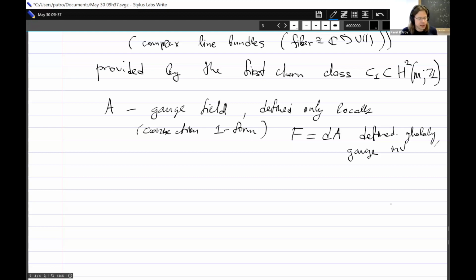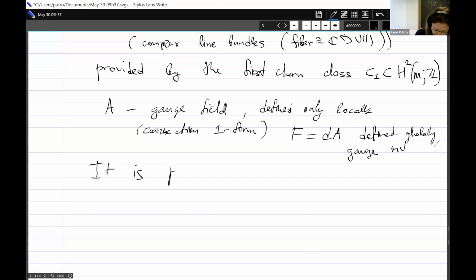Up to isomorphism. In this case, the first Chern class is a complete invariant for U(1) bundles, and this I'm not going to prove. This requires some work. So, then there's the following statement.